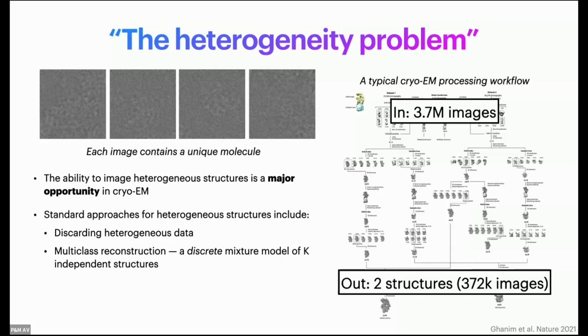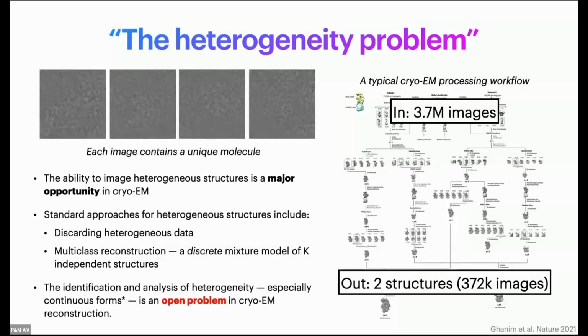These processing workflows are created by humans, and they're in the SI of any single cryo-EM paper. And through this user-driven ad hoc procedure where you pick K, you do this kind of iterative 3D reconstruction process. By the end, you have 2 atomic resolution structures, which is really exciting. But in this case, 90% of the images have been thrown away. And so the identification and analysis of heterogeneity, especially continuous forms, so can we model the underlying continuous motions of these macromolecules, is an open problem.